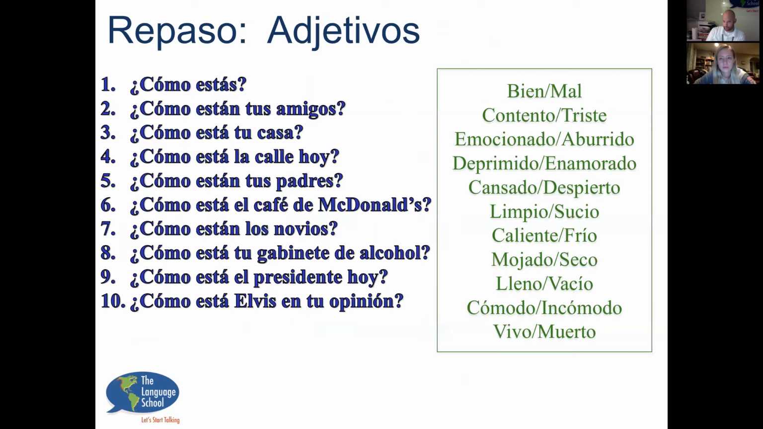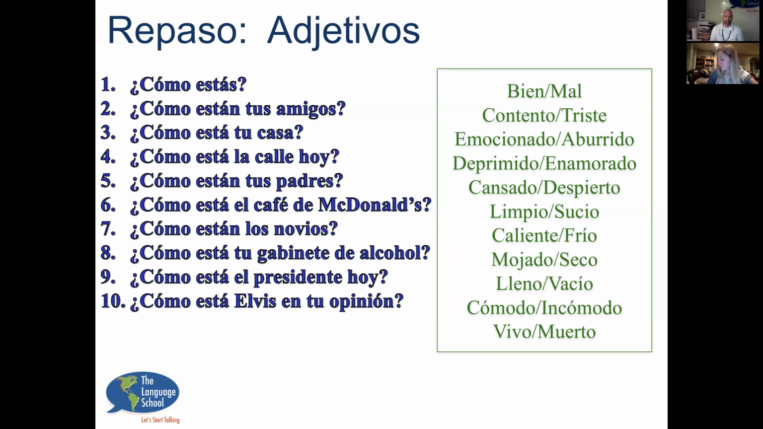Carly, ¿cómo estás? Estoy contenta. ¿Cómo están tus amigos? Mis amigos están bien. Bien is one of those that you typically don't have to make plural. Ellos están bien.